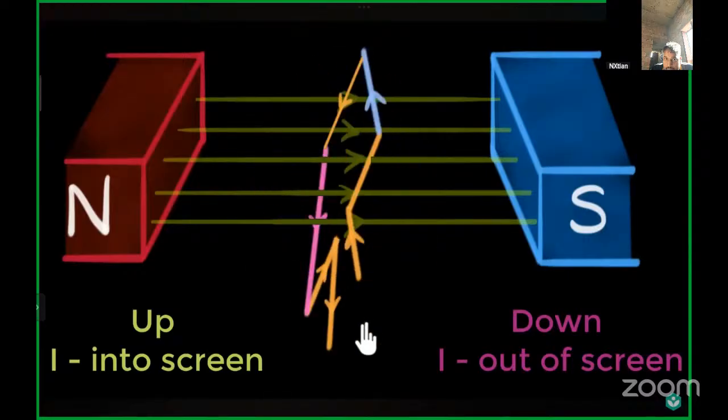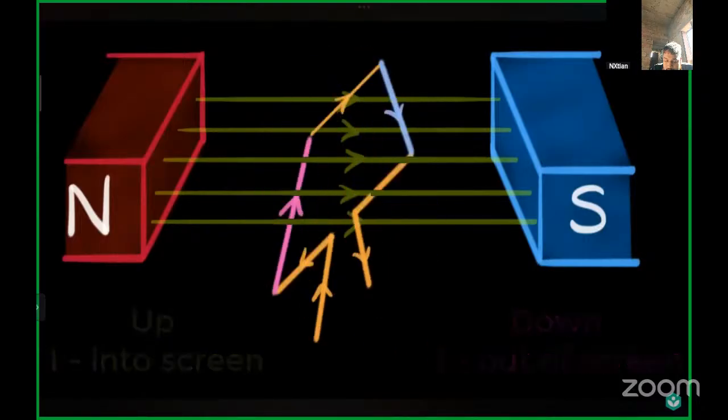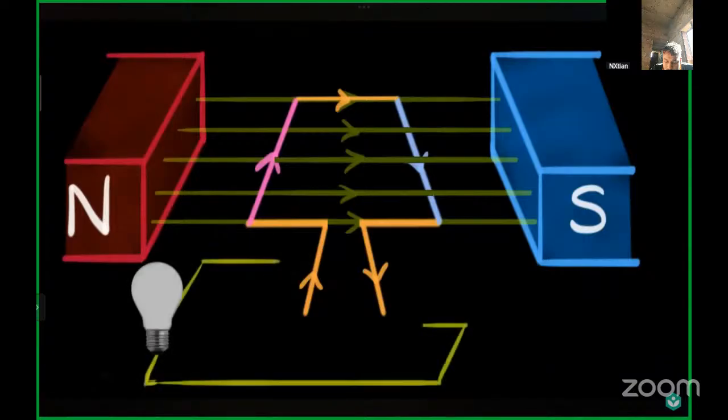But of course, in reality, the coil will be pushed continuously. There'll be no stopping. There'll be no jerking motion like we are seeing over here. Now, the next question we might have is how do we connect this coil to an external circuit, like say to a bulb? Well, we could connect it directly, right? Let's see what happens if we connect the circuit directly.